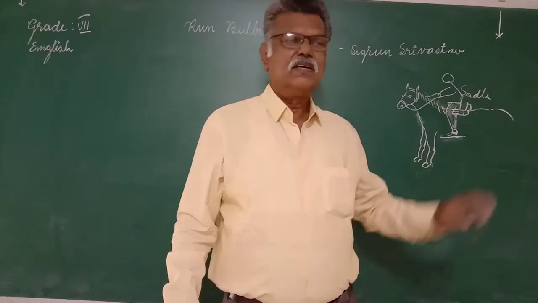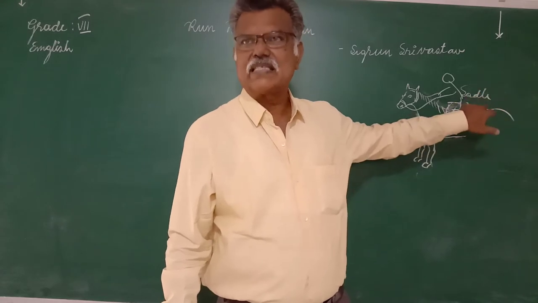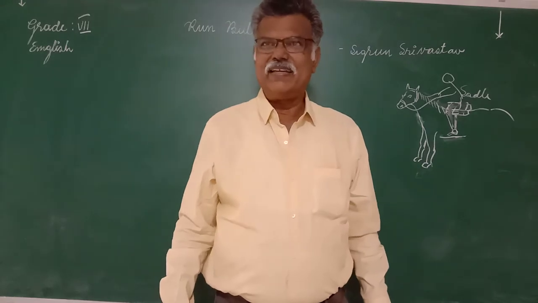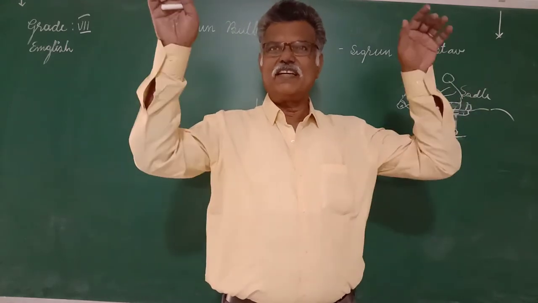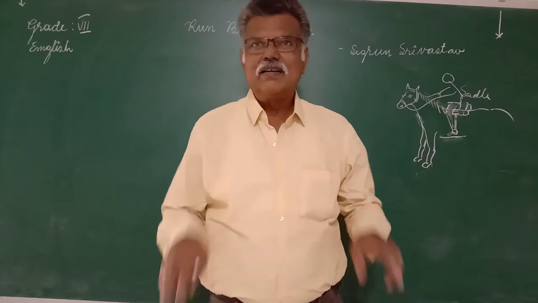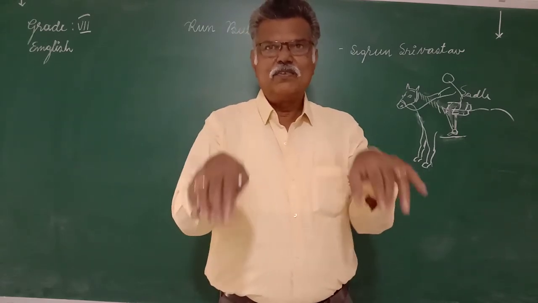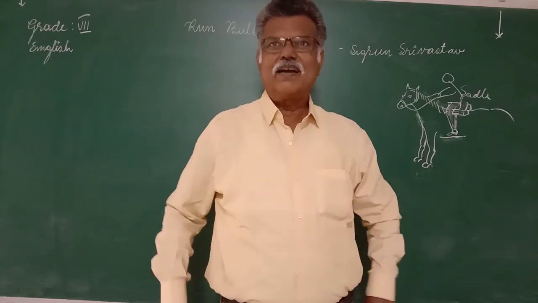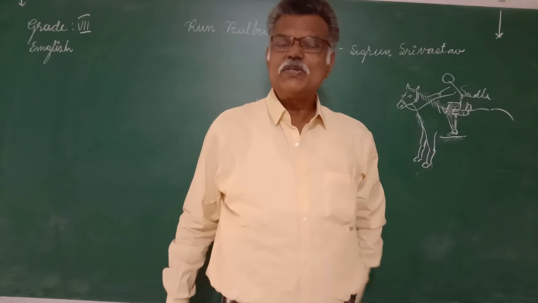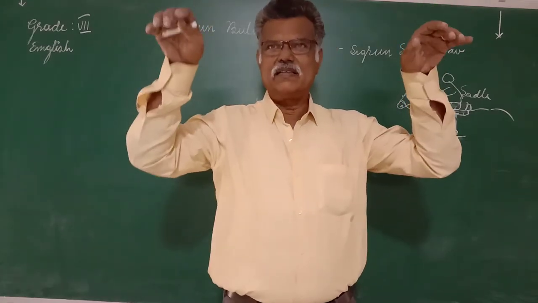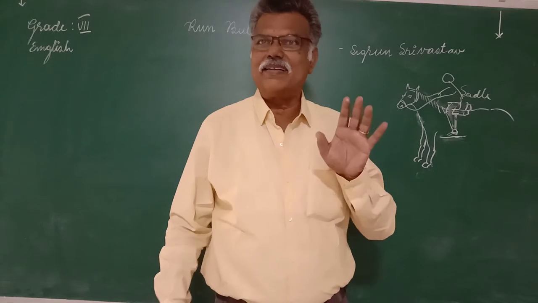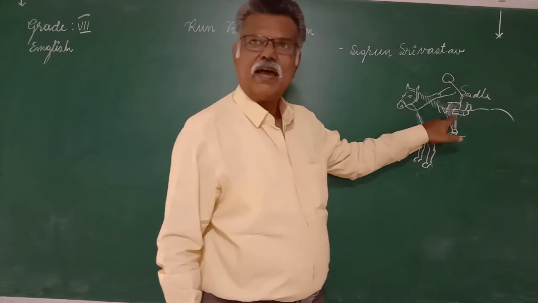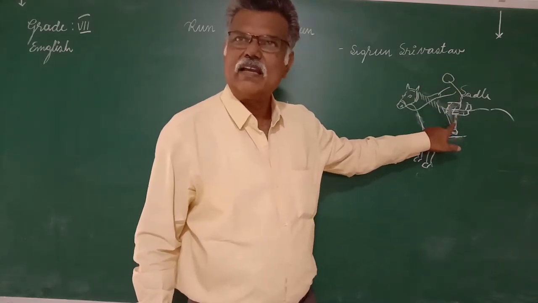Okay, right. So when he tried to sit on the saddle, the horse did not like the way he did it. So it rose on its hind legs. Hind legs means horse has got four legs. These are the four legs. Hind legs is behind legs. So it stood on its hind legs. So what happens if it stands on the hind legs? The man who was trying to sit on the saddle falls down.